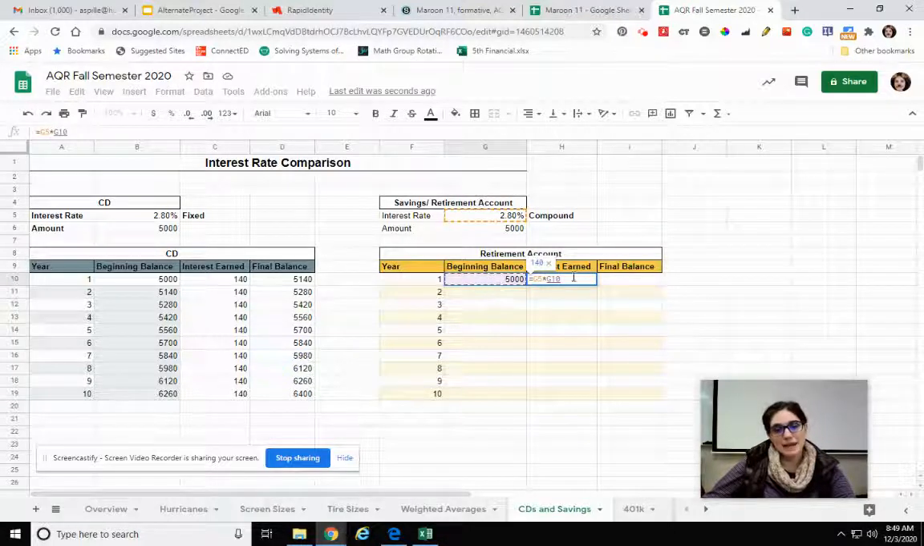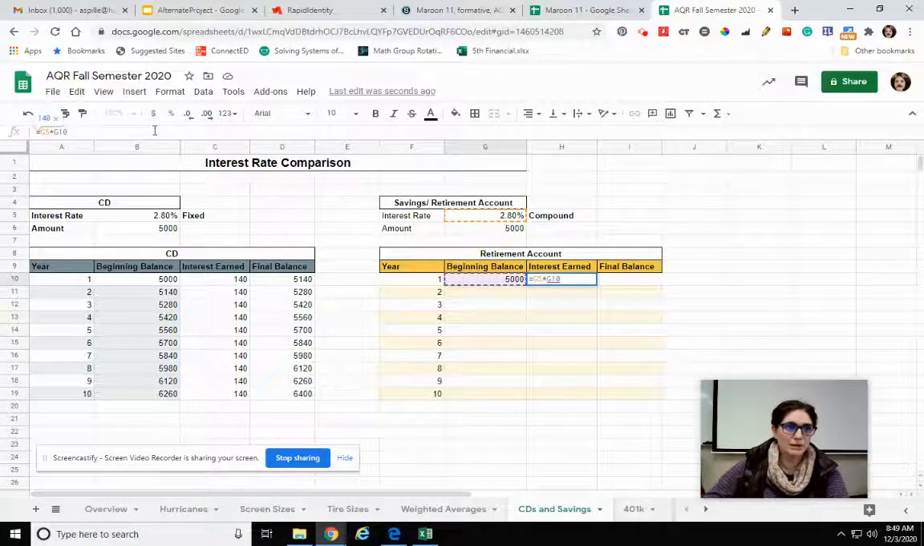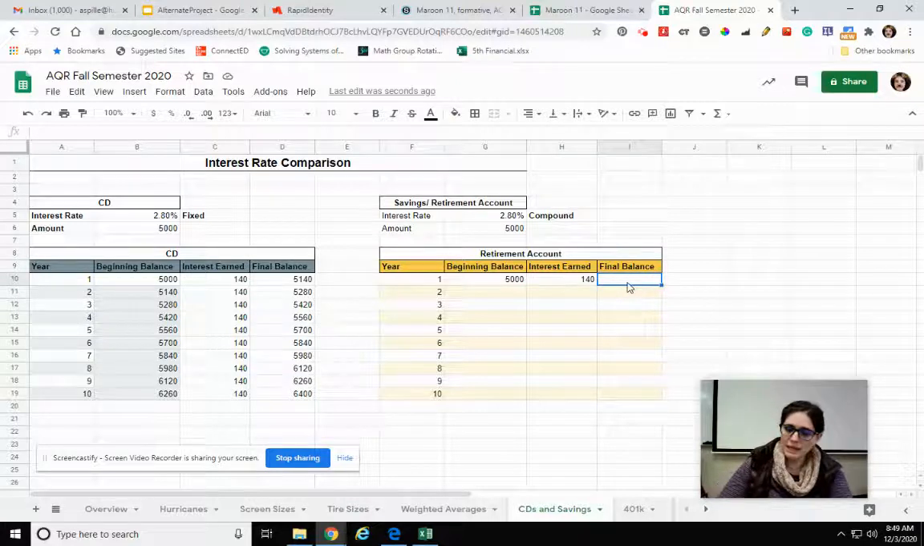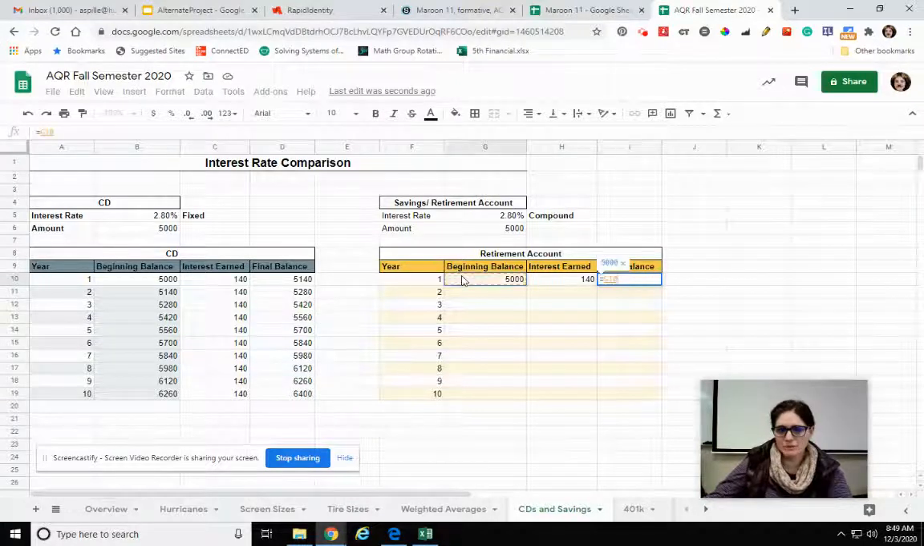In this case, as we click and drag, I want this to change, right? But I want my interest rate to stay the same. So I'm going to go ahead and do my dollar bill. It looks the same, right? It's 140. You're like, you lied. It's supposed to be different, but you got to wait. Okay, final balance, exact same as we did before. This one plus this one.